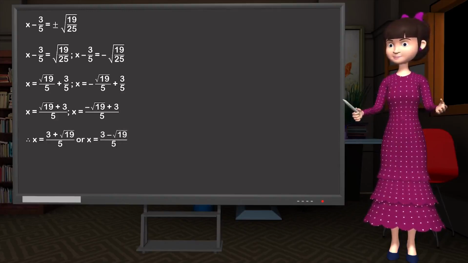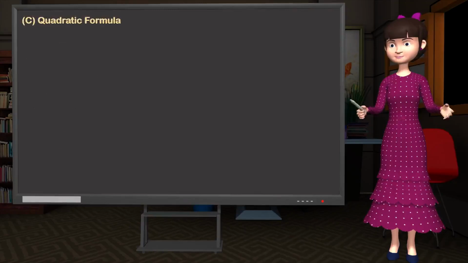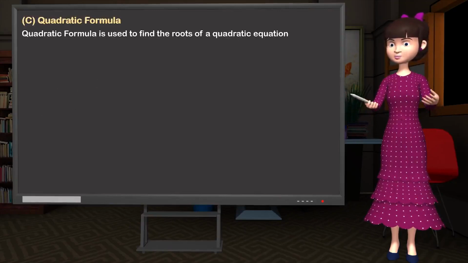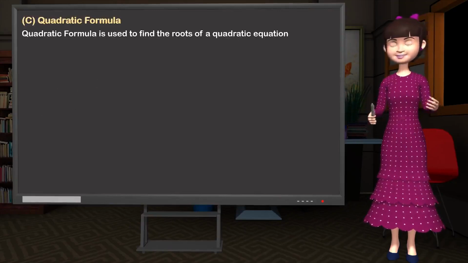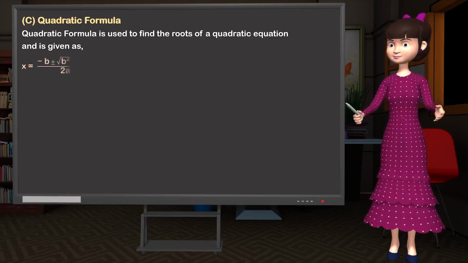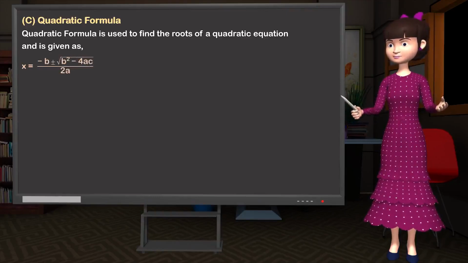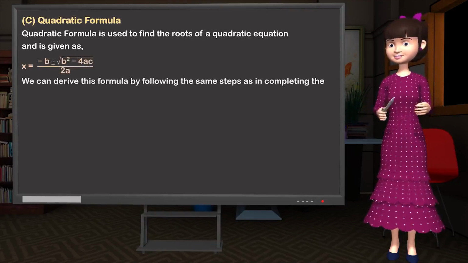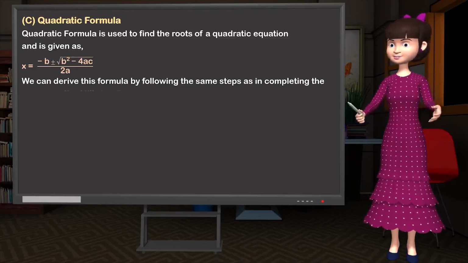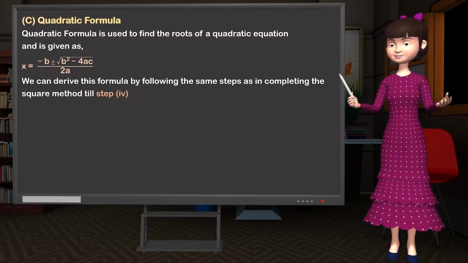Now let us understand the third method, that is the quadratic formula. The quadratic formula is used to find the roots of a quadratic equation and is given as x = (−b ± √(b² − 4ac))/2a. We can derive this formula by following the same steps as in the completing the square method till step 4.